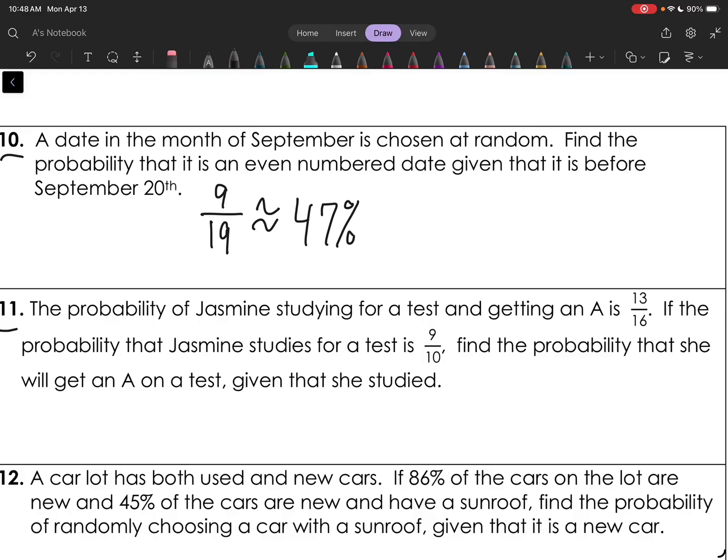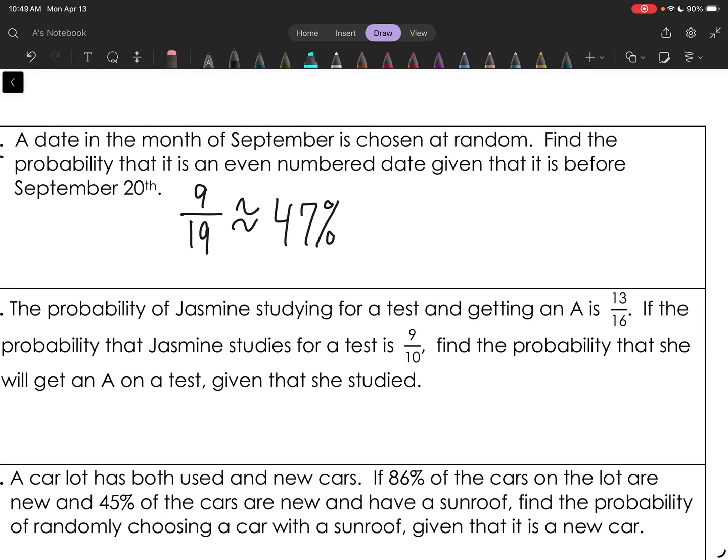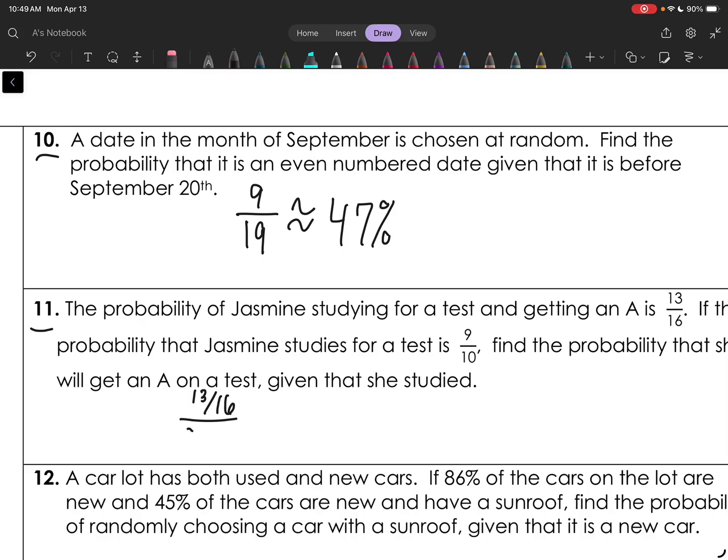The probability of Jasmine studying for a test and getting an A is 13 divided by 16. This is number 11. If the probability that Jasmine studies for a test is 9 over 10, find the probability that she will get an A given that she did study. All right. The probability of studying and getting an A, the intersection, is 13 over 16. That goes on my numerator. And given that she studies, that's 9 over 10.